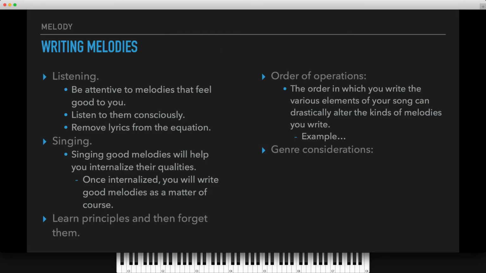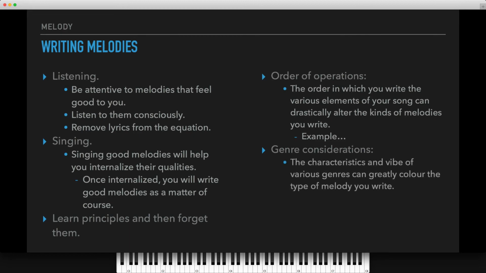Now lastly, we just have some genre considerations. The characteristics and vibe of various genres can greatly color the type of melody you write. The stuff we've been hearing just now that I wrote is very traditional in a certain sense, right? It's not like I'm writing hip-hop or I'm writing dubstep or I'm writing house music or metal or jazz or anything. I'm writing this kind of almost classical, almost film score-ish type of melody and type of harmony. And so the melody reflects that, right? It's appropriate to the style.